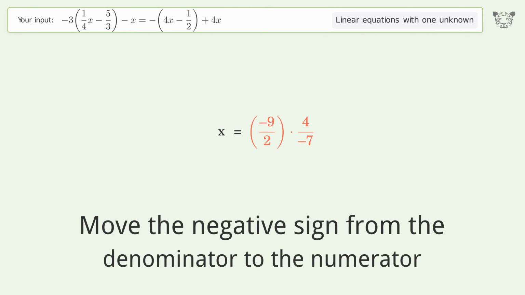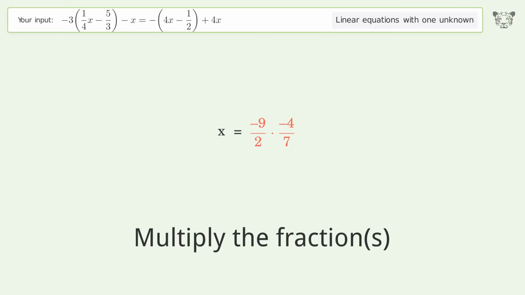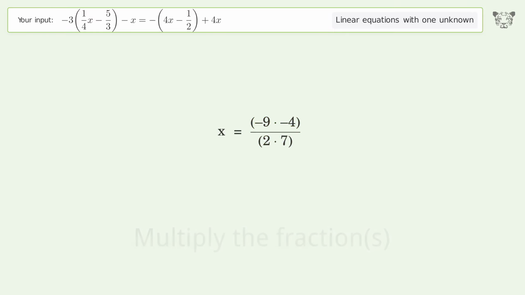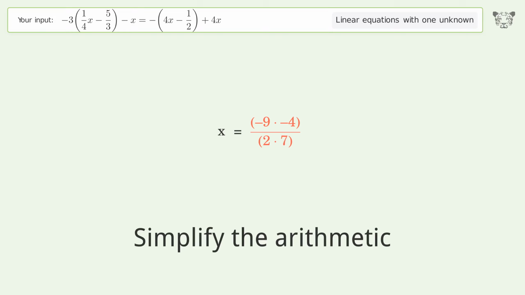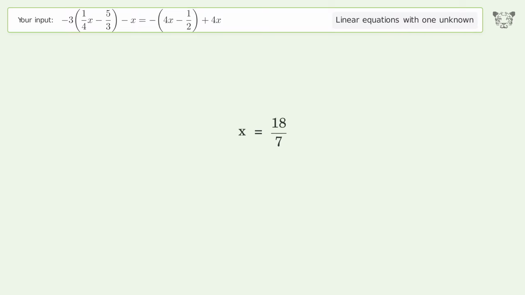Move the negative sign from the denominator to the numerator. Multiply the fractions. Simplify the arithmetic. And so the final result is x equals 18/7.